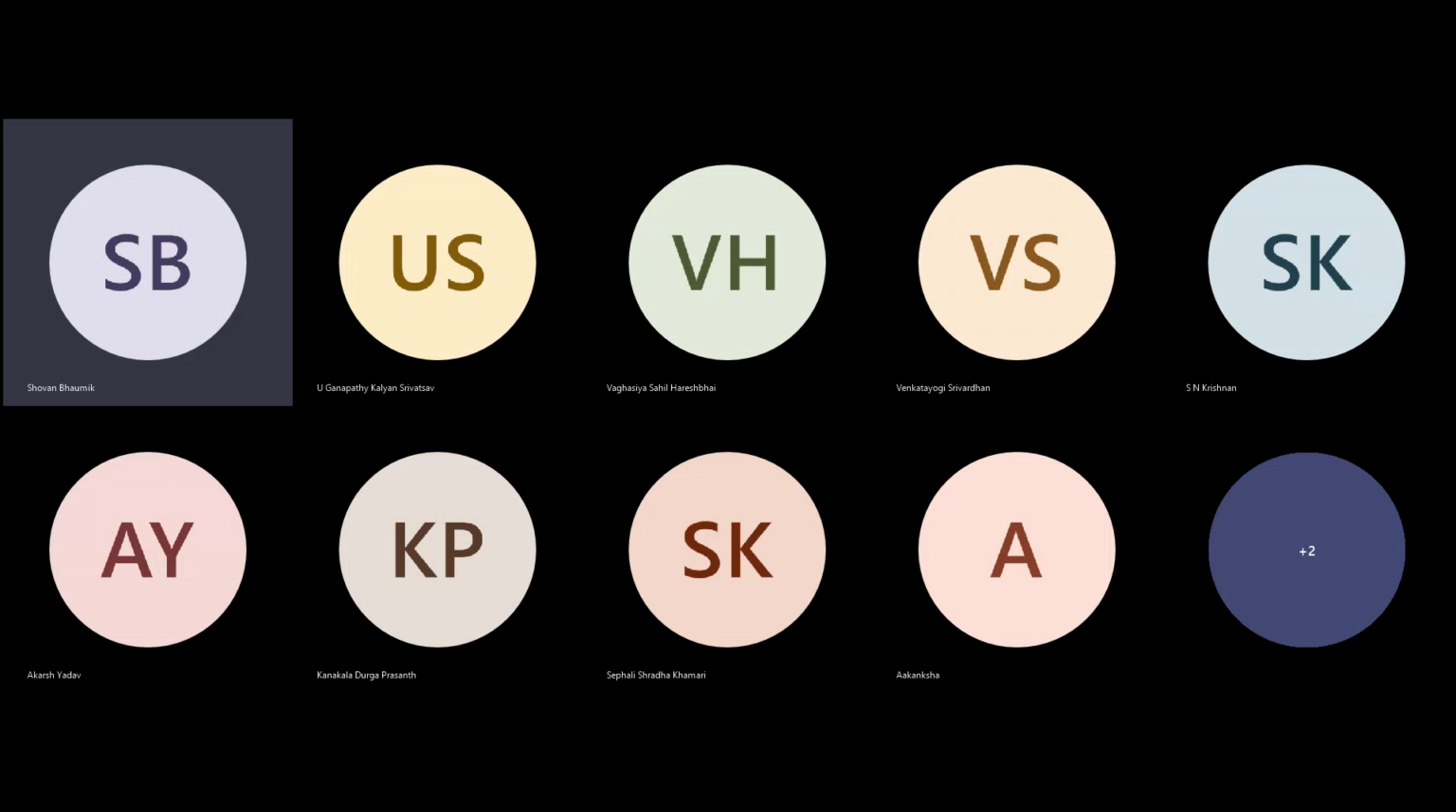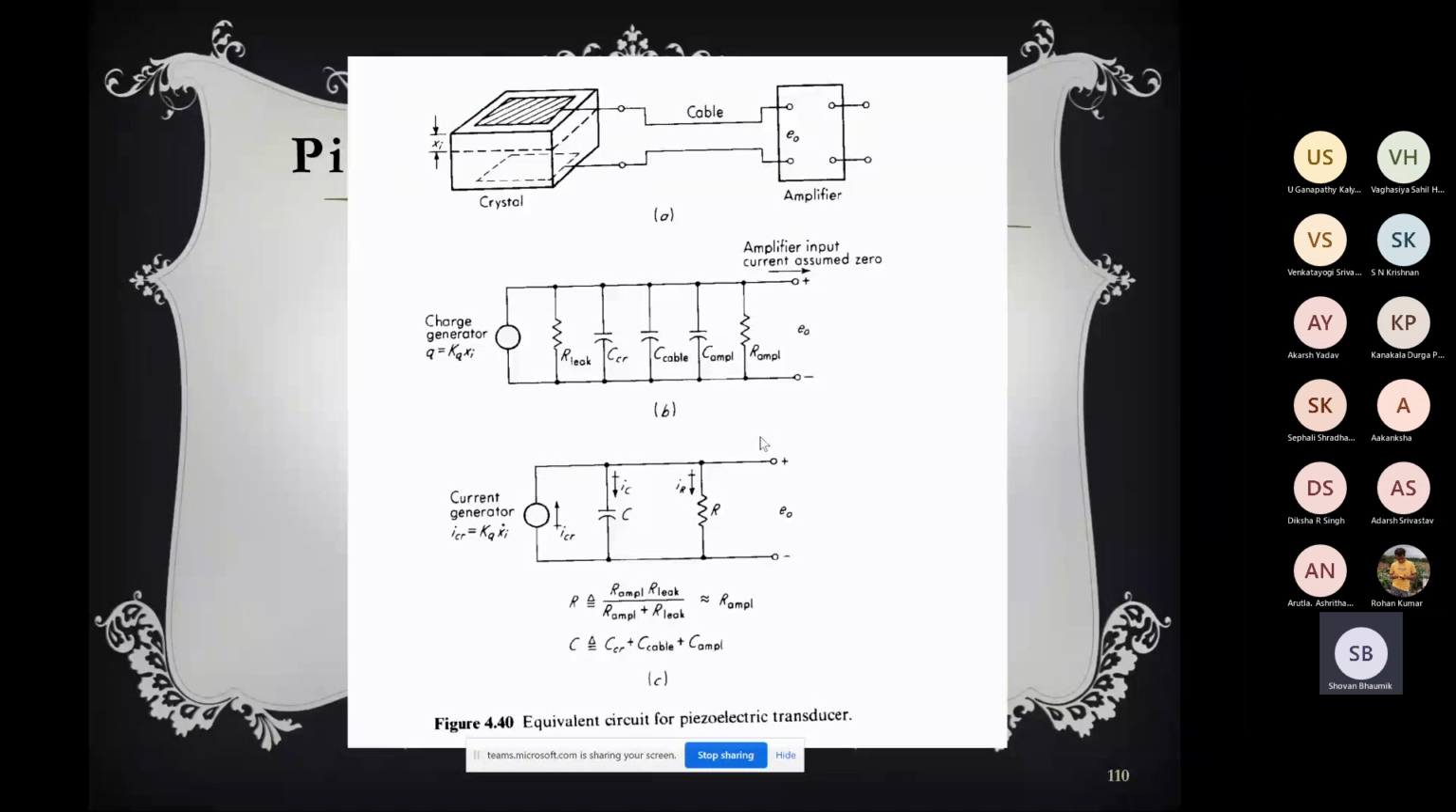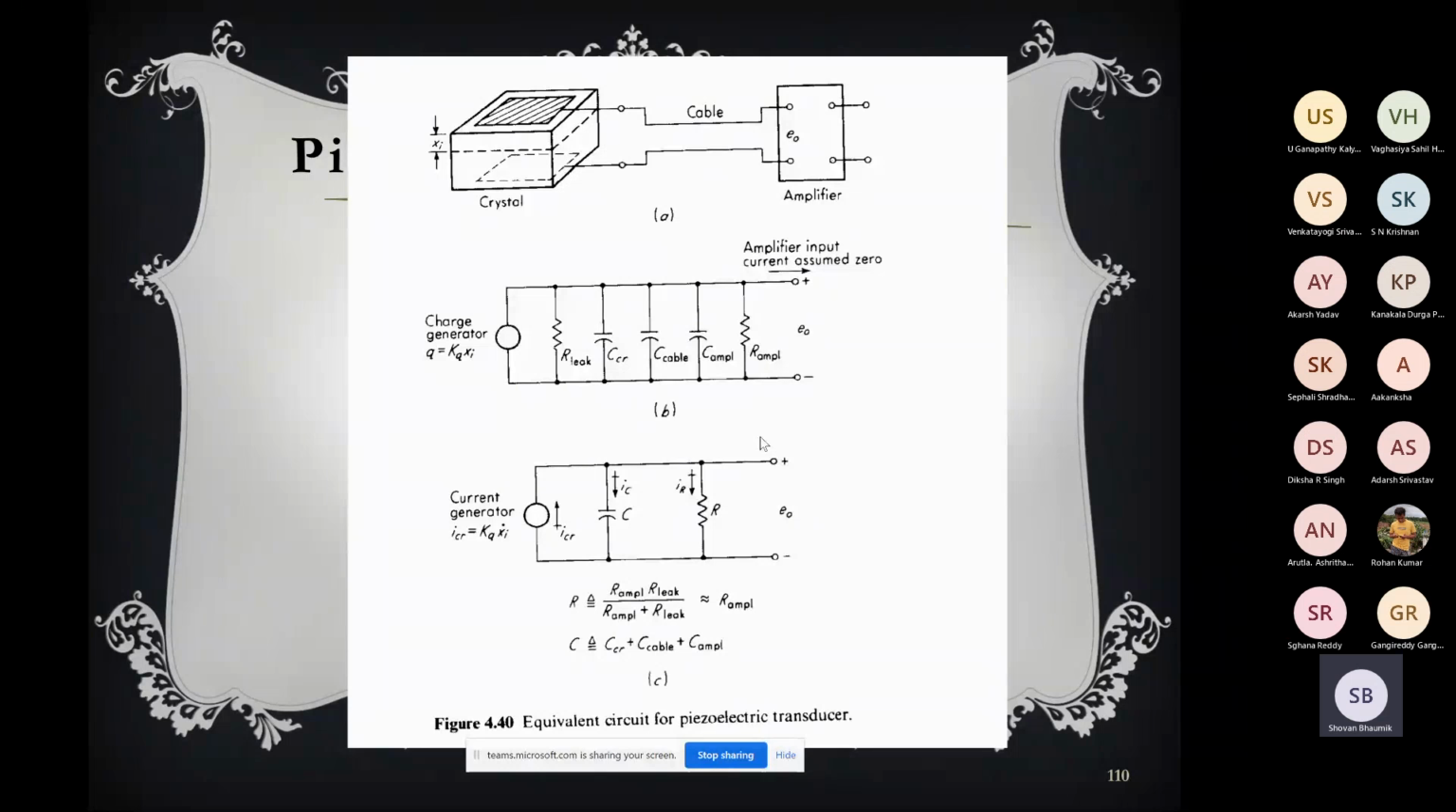...is kq into xi. kq is the proportionality constant, xi is the displacement, and as it is acting as a capacitor, we can use a resistance, R leak, which is a parallel leakage resistance, and a crystal capacitance CCR. So the full crystal is replaced by the charge generator q equals kq xi, R leak, and CCR. So these three is the crystal.